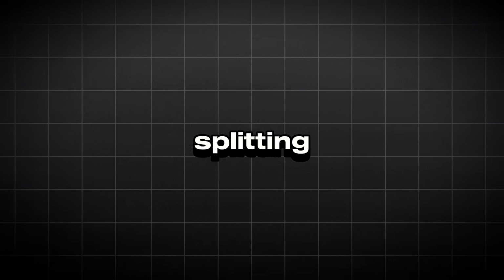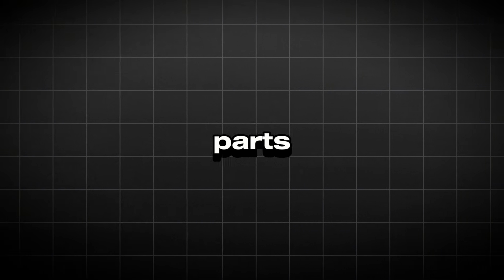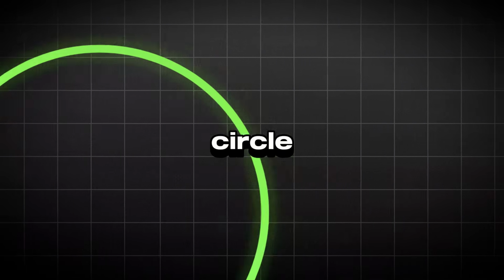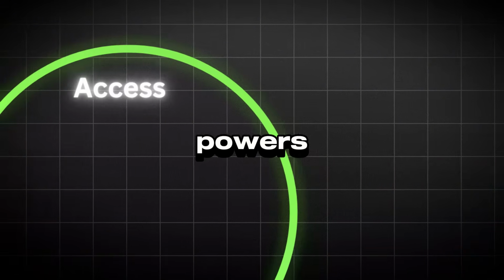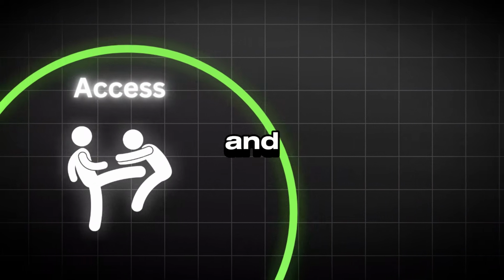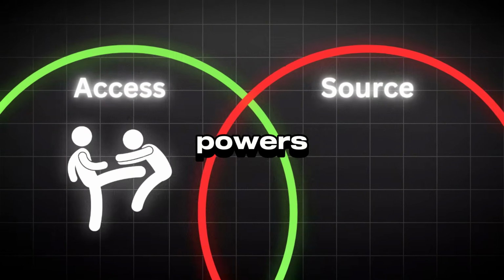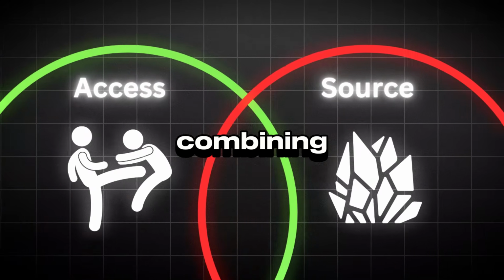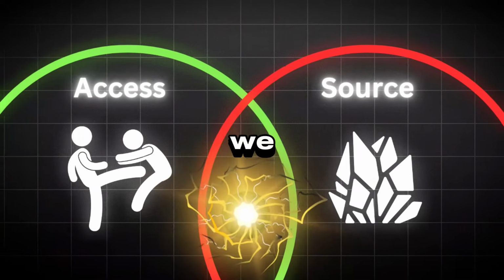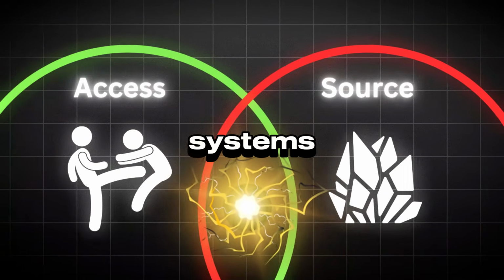Here's the solution. Instead of lumping everything together, we're splitting power systems into two key parts: access and source. Think of it like a Venn diagram. One circle represents how characters use their powers, the access circle, and the other represents what fuels those powers, the source circle. By combining one element from each circle, we can create unique, layered power systems without the overlap. Let me walk you through the lists first, and then we'll see how this method works in practice.